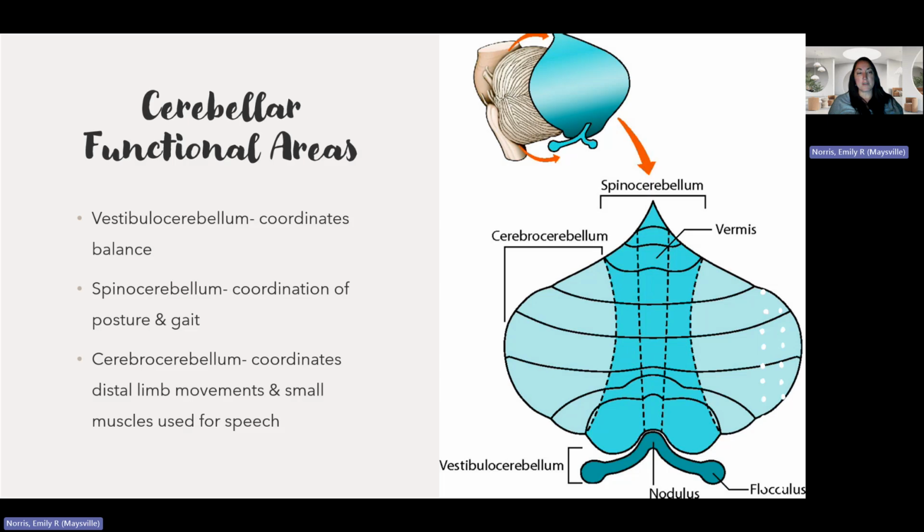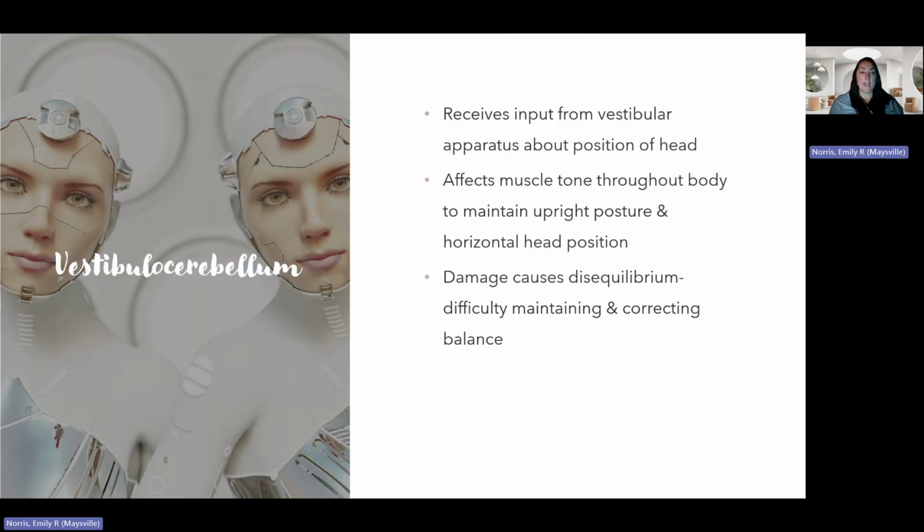All right, cerebellar functional areas. So the vestibulocerebellum coordinates balance. The spinocerebellum helps with posture and gait. And the cerebrocerebellum coordinates distal limb movements and small muscles used for speech. Vestibulocerebellum receives input from the vestibular apparatus about the position of your head in space. This affects muscle tone throughout the body, helps you stay upright and have a horizontal head position so that things aren't all looking sideways and leaning.